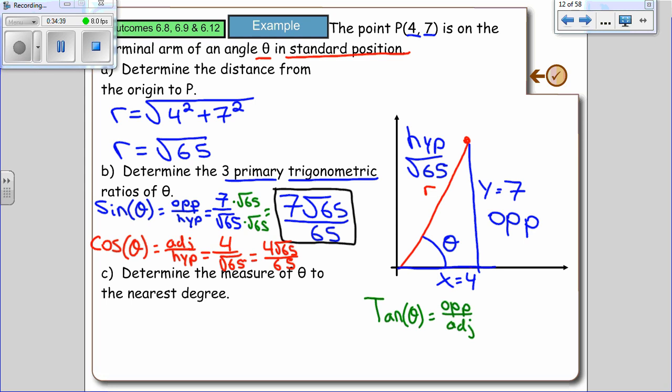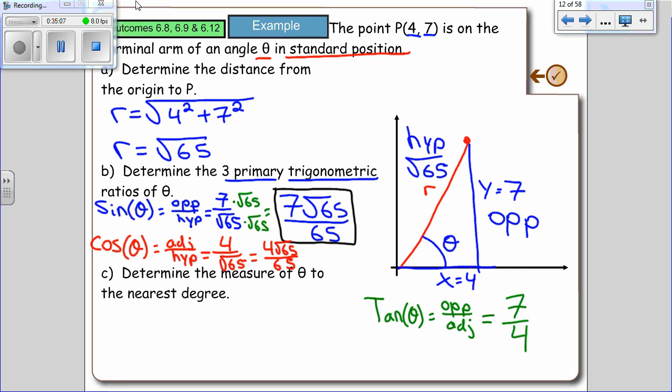Tangent's going to be the easiest one because there's going to be no rationalizing. So if you wanted to solve the tangent ratio, that means you're looking for opposite divided by adjacent. That would be 7 over 4. So that one's the easiest. Any questions on that?